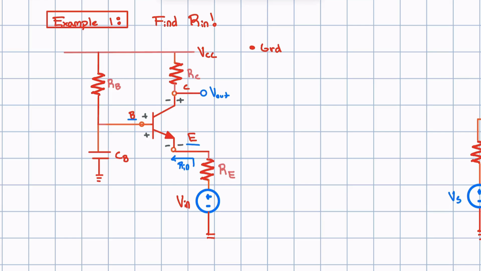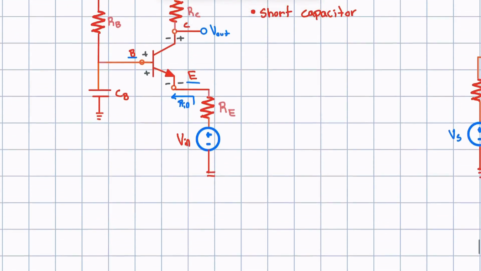I'm going to just write it like this: ground anything that touches VCC. The second thing we're going to do is we're going to short any capacitor. Capacitors in the circuits sometimes look scary, but in terms of AC analysis, they typically, actually almost always, help us. So let's make the circuit an AC analysis.